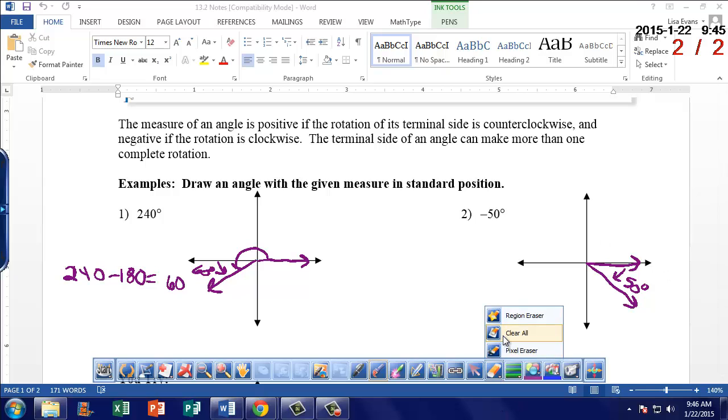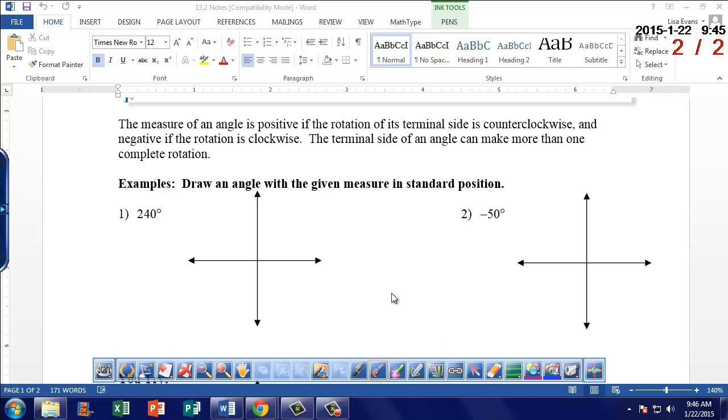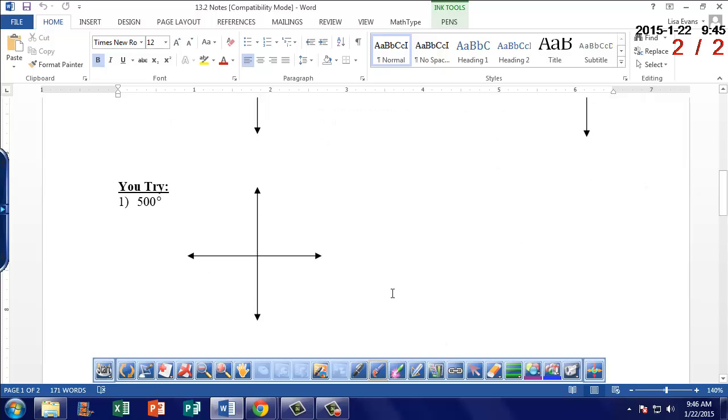Okay, go ahead and pause the video and try the U-try. Now notice on the U-try it's 500 degrees, so for sure it has to make a full circle. So for sure, you're going to draw a full circle. You're going to subtract 360 from that and find out how much more you need to do.